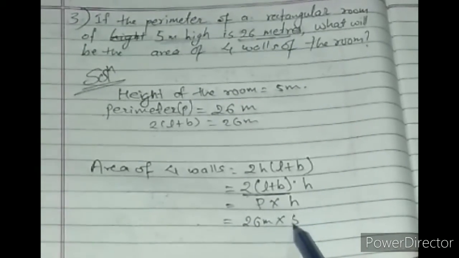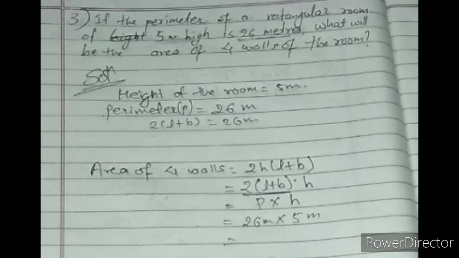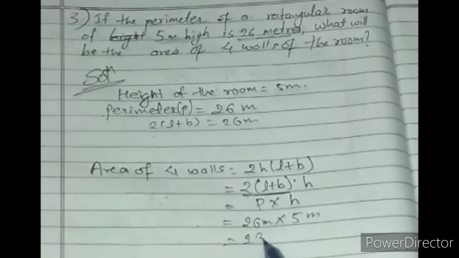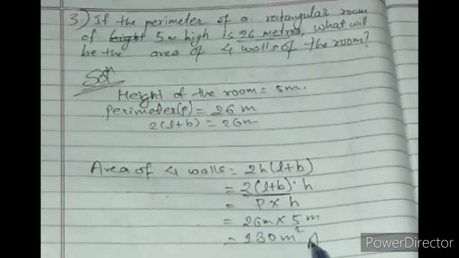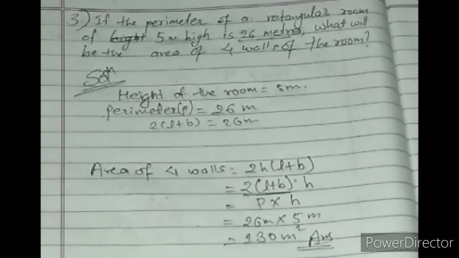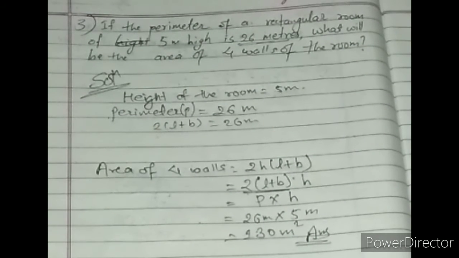26 into 5. 26 fives are 130 meter square, which is the area of 4 walls. Okay, means to find the area of 4 walls, if you know the perimeter of the base, then perimeter into height can also be done.